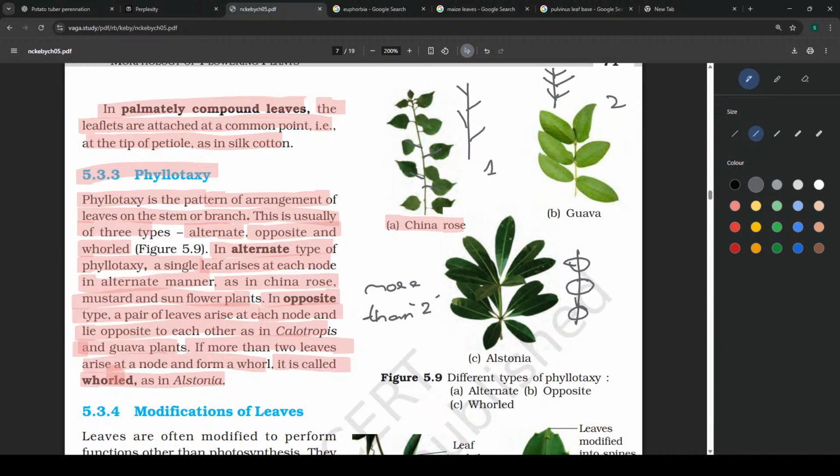Examples for one leaf at a node are hibiscus, mustard, and sunflower. For two, it is guava and calotropis. For whorled, it is Alstonia, the devil tree.